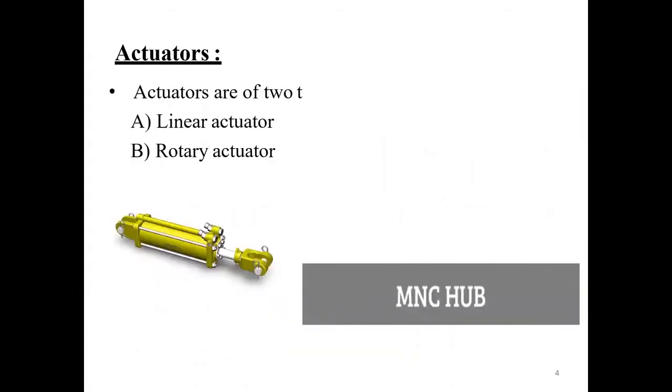Okay. So here we are going to see the types of actuator. There are two types of actuator mainly. The first one is the linear actuator and the second one is the rotary actuator. Here you can see this video.